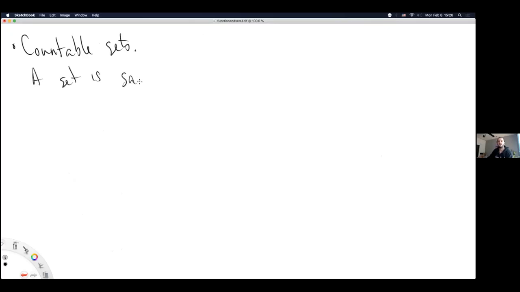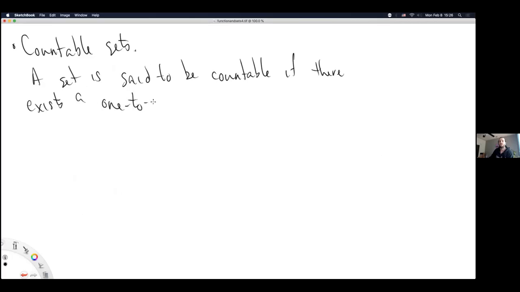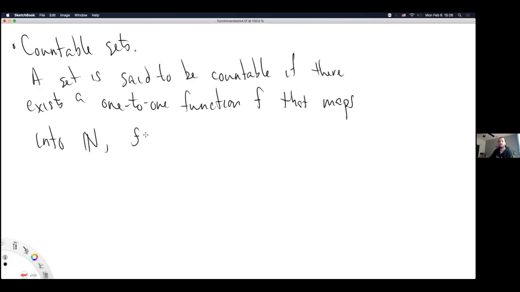A set is said to be countable if there exists a one-to-one function named f, because why not, that maps into, so this is the codomain, into the natural numbers. Specifically, we have f that carries you from whatever your set is, let's just call it A, into the natural numbers, and that function must be one to one. I'm going to give us one more definition, and then I will provide some examples of both the definitions I give.